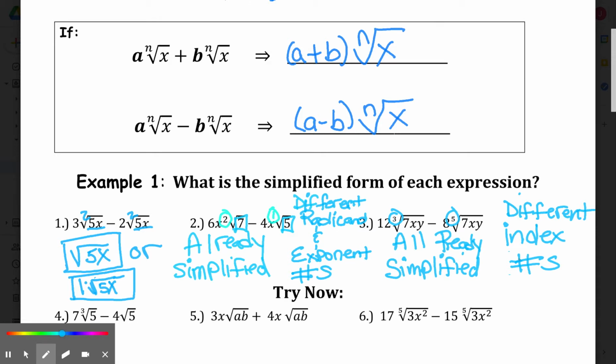So now you all try the next 6 where it says try now and see how you come up with it and if you understand it. If you have any questions, let me know.